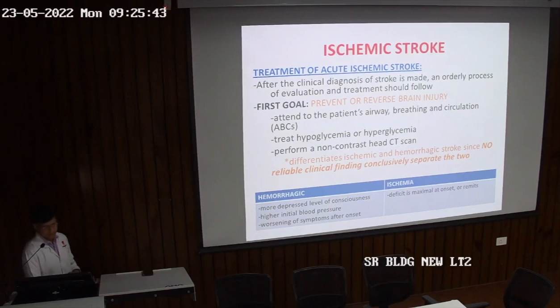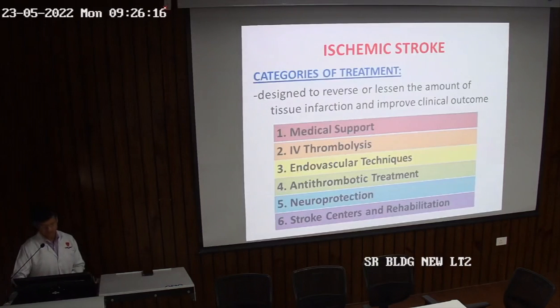Now come to the treatment. How will you treat a patient of stroke? After the clinical diagnosis of stroke is made, an orderly process of evaluation and treatment should follow. Our first goal is to prevent or reverse the brain injury, and attend to the patient's ABC, that is the airway, breathing and circulation, treat hypoglycemia or hyperglycemia, and perform a non-contrast CT scan, because no reliable clinical finding can conclusively differentiate between ischemic stroke and hemorrhagic stroke. So a non-contrast CT scan should be done.